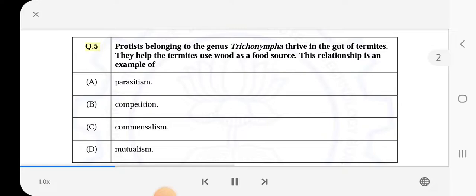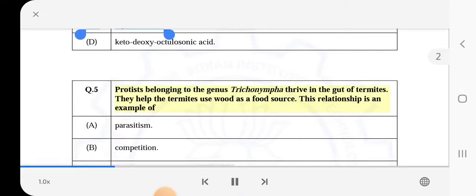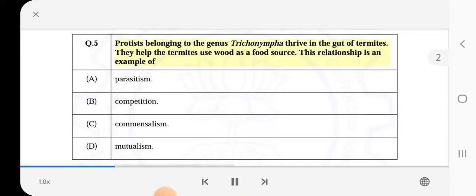Q.5 Protists belonging to the genus Trichonympha thrive in the gut of termites. They help the termites use wood as a food source. This relationship is an example of A. Parasitism, B. Competition, C. Commensalism, D. Mutualism.